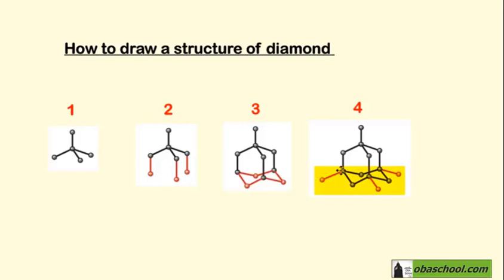Finally, add 3 more carbon atoms shown in red and you have the structure of a diamond.